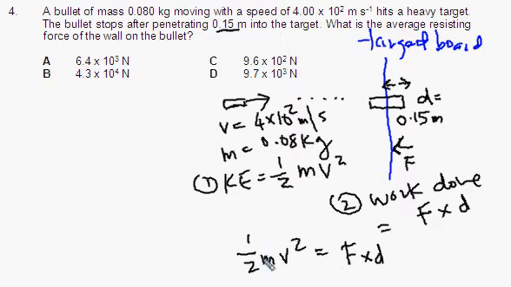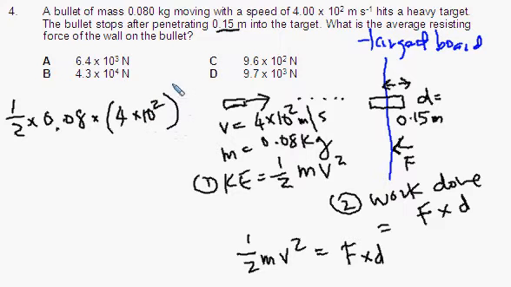To solve this question, we have to work with this formula. So how do we apply it? We just plug in the numbers. It's half times 0.08 times v squared. Must be very careful here, v squared. So I must open a bracket, 4 times 10 to the power 2, and remember the square, is equal to my resistive force F, which is the unknown, times my distance moved, 0.15.